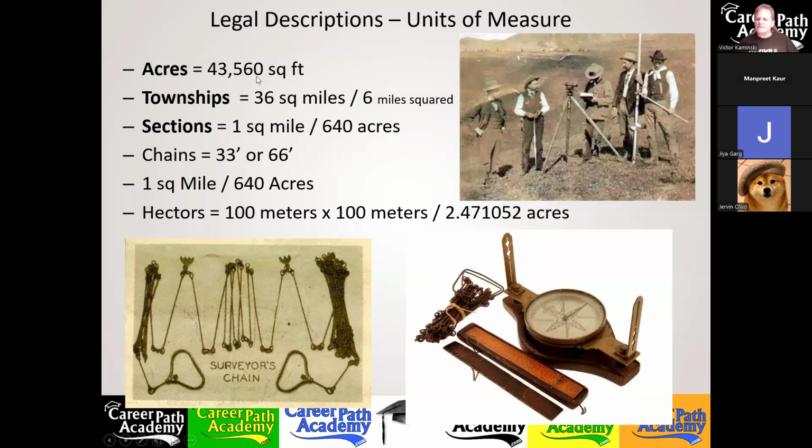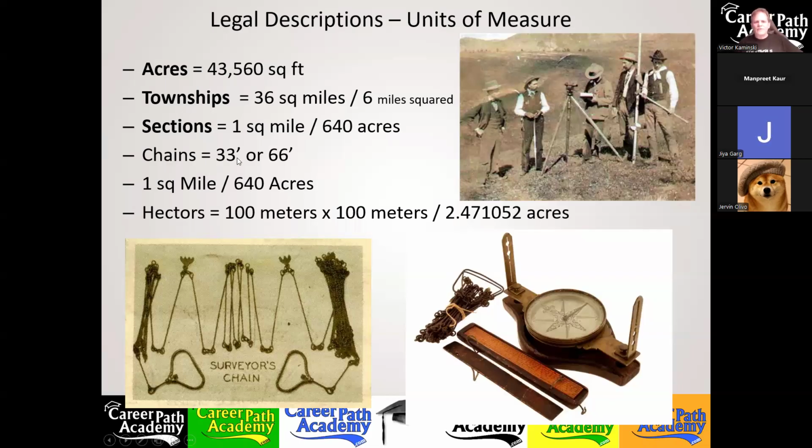So here are some of the measurements that they use. There are 43,560 square feet in an acre, which we've learned, right? A township, we're not talking about the name of a municipality. When we talk about surveys and we use the word township, it's a unit of measure. It's 36 square miles, or another way of saying that is 6 miles squared. A section is 1 square mile, which contains 640 acres. So there are 36 sections in a township.